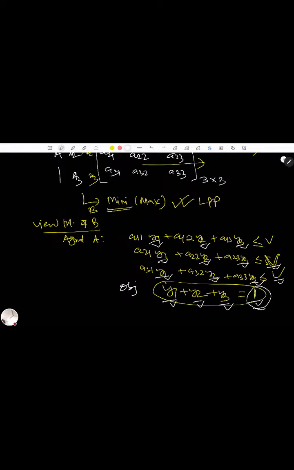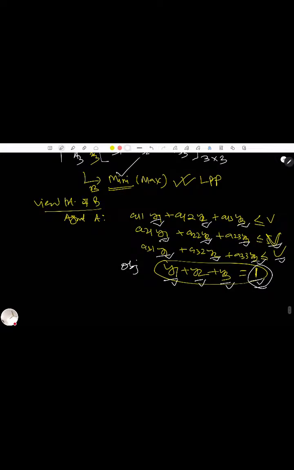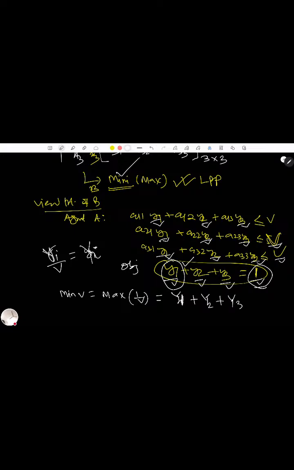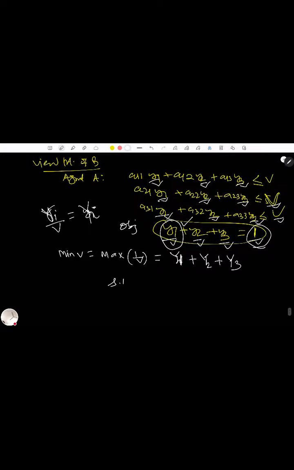Now minimize V is the same thing as maximize 1 by V. Let yi by V be equal to capital Yi. So it is capital Yi, meaning Y1 plus Y2 plus Y3. This is my objective function, subject to the constraints.